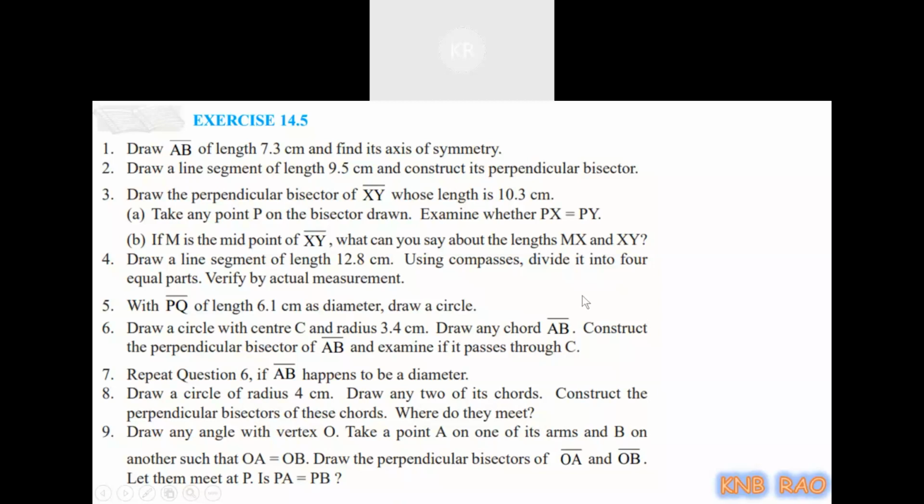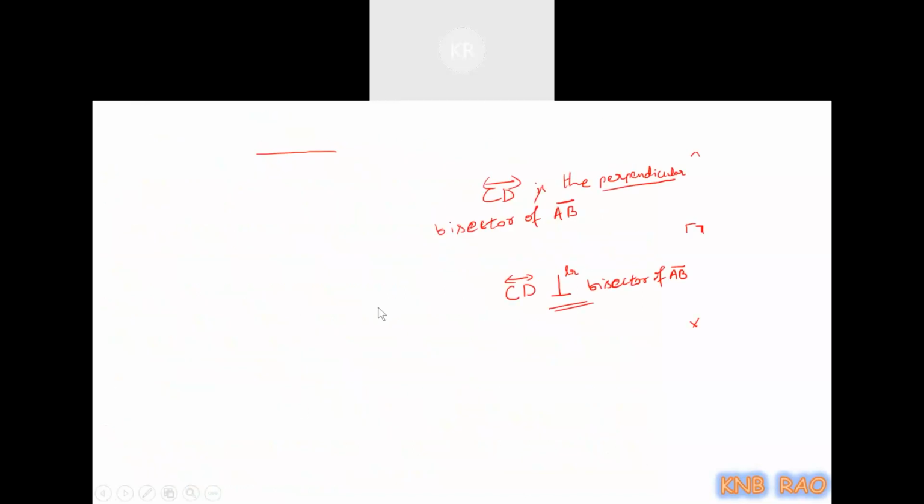Exercise 14.5. Children, exercise 14.5 is all about: draw AB of length 7.3 centimeter. Find its axis of symmetry. Who is called axis of symmetry? Let us look into the meaning of axis of symmetry.